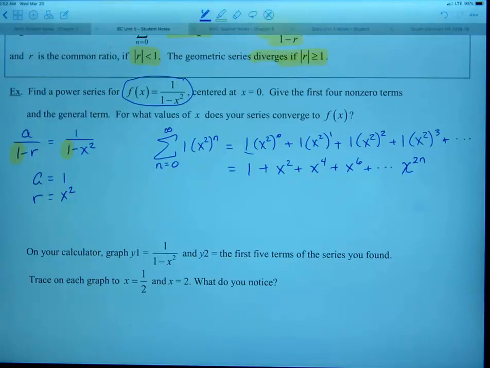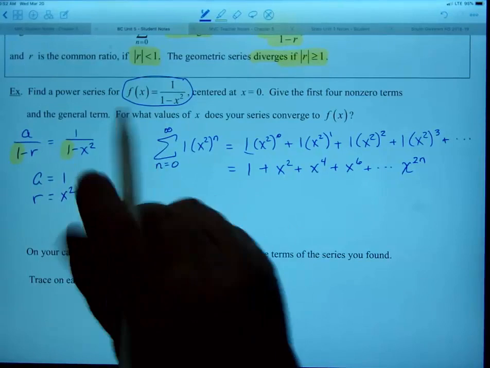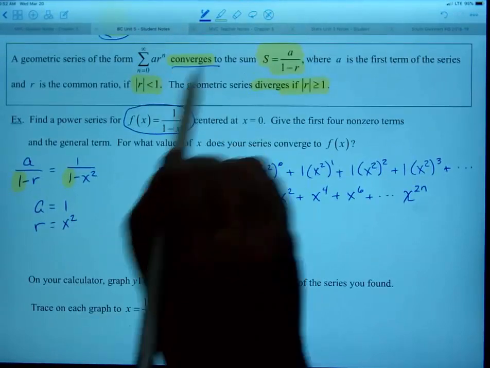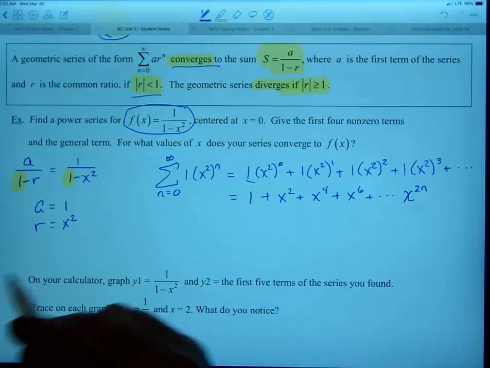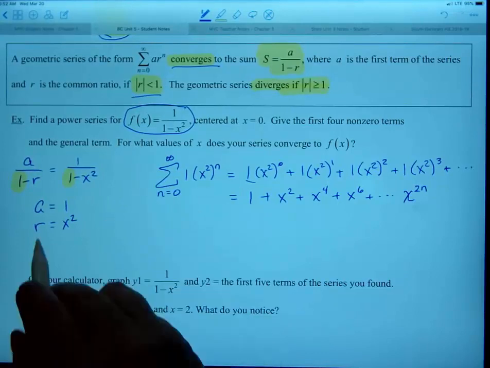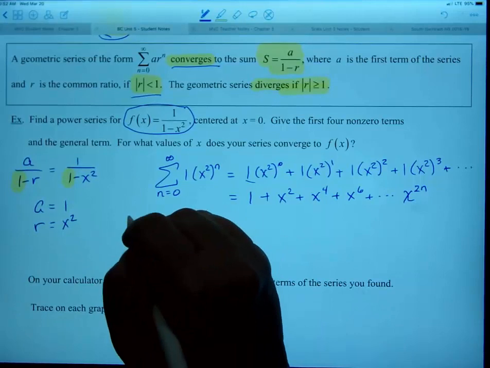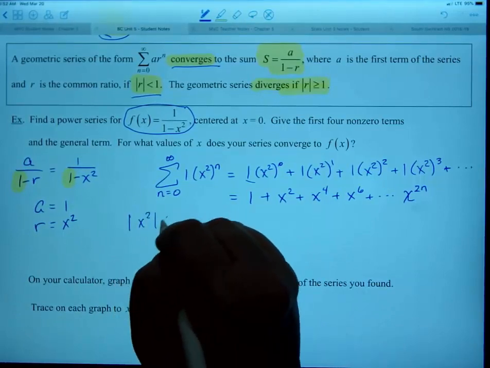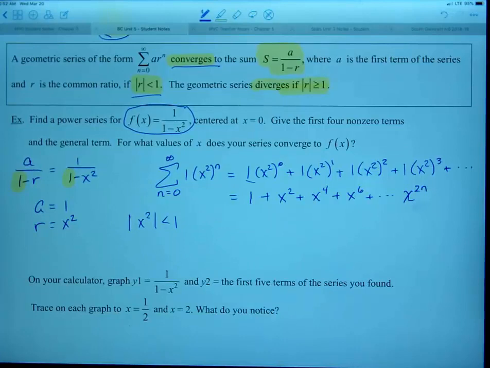For what values of x does your series converge? Okay, this is also much easier than it used to be. The formula says that it converges as long as the absolute value of r is less than 1. Where's r? Oh, it's right here. So all I have to do is write the absolute value of x squared is less than 1. So put your r in the absolute value, and we solve it like we solved them the other day. How do we take the absolute value bars off again? Do you remember? You change it to the -1. You put the -1 in front of it, exactly.